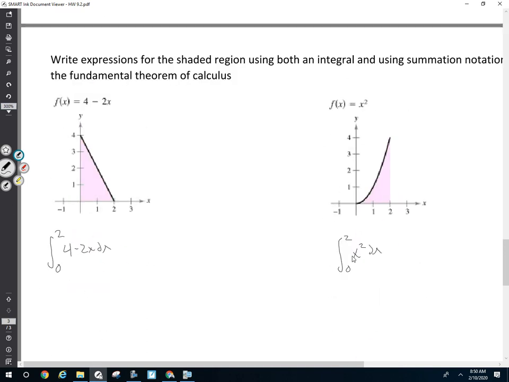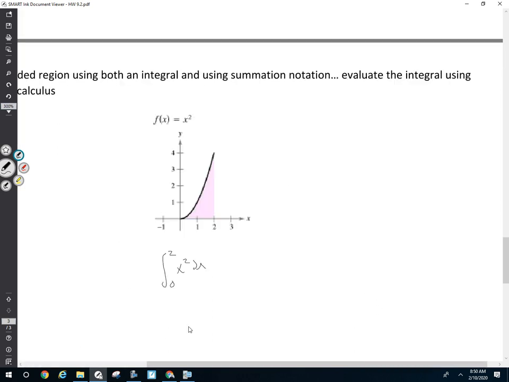Okay, let's just evaluate them. We know what this area is going to be, but just to show the fundamental theorem of calculus, take the antiderivative from 0 to 2. 8 minus 4, which is 4. This is 1/2 base length of 2, height of 4, so that's 4.